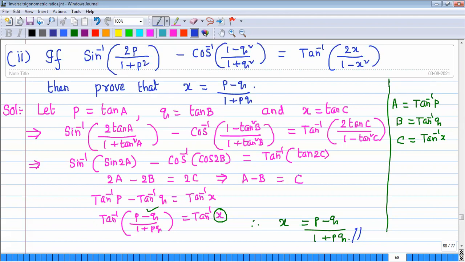Shall I move to third problem? Yes. Right.